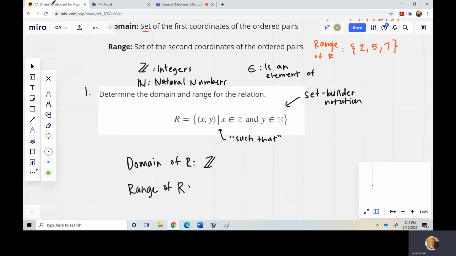And the range of R, remember that's the second coordinate, which is y. All of the y values are going to be elements of, or come from, the natural numbers. So the range of R would be the natural numbers. This is a great question for a test. Let me put a little star beside it. Maybe I'd just say determine the domain, and you have to tell me that the domain is the integers.